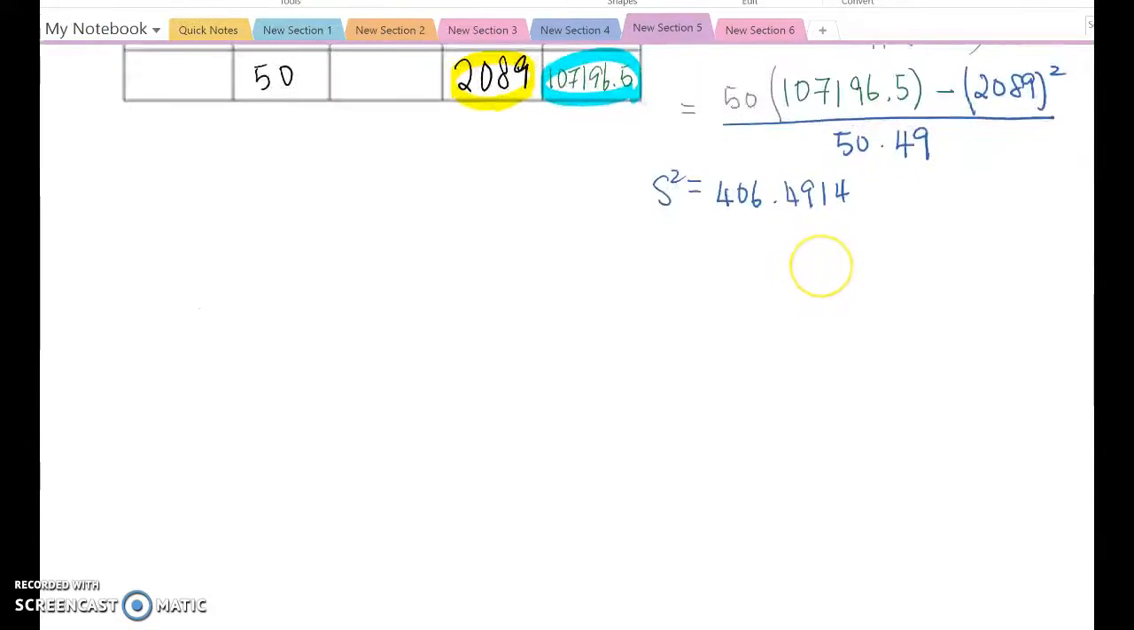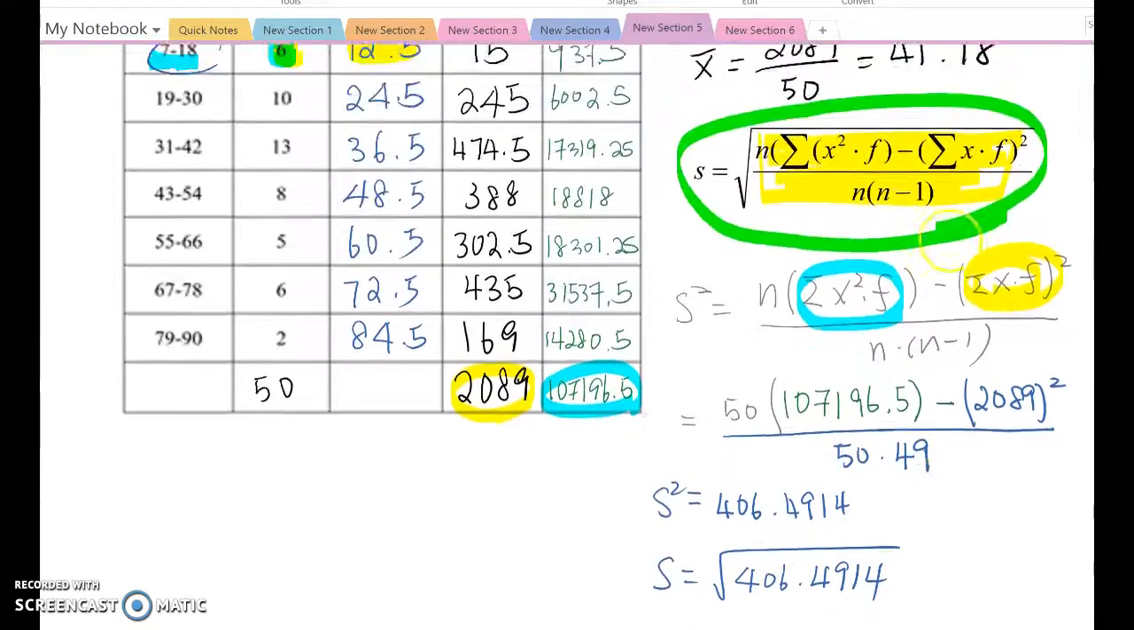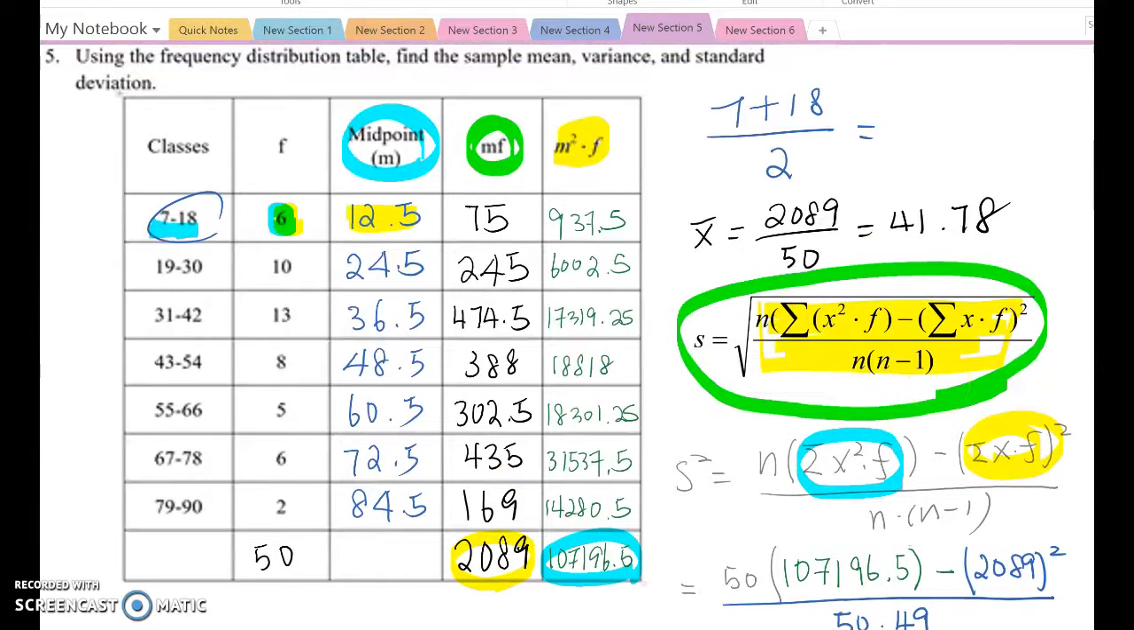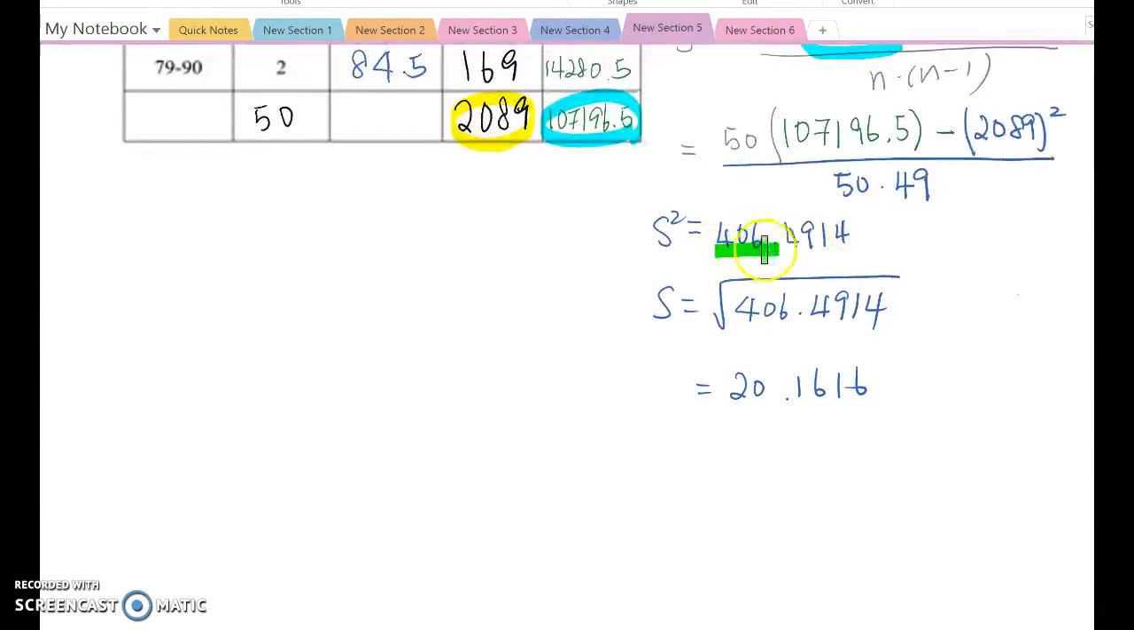Now the standard deviation means S equals the square root of the variance. So the square root of 406.4914, then you will get 20.1616. That will be the standard deviation. So the final answer: the mean is 41.78, the variance 406.4914, the standard deviation 20.1616. Okay?